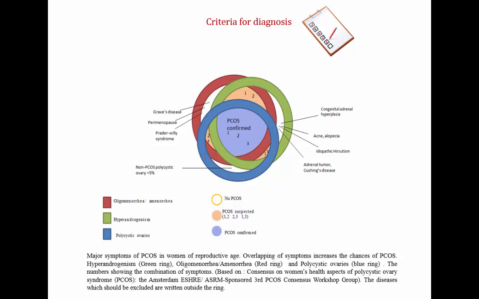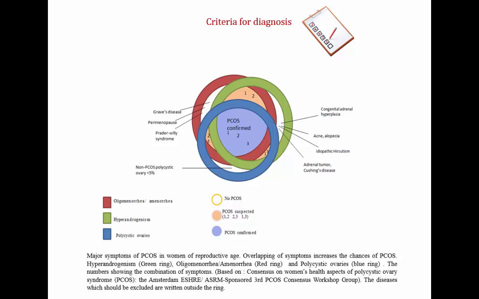Then adrenal tumor or Cushing disease also causes this hyperandrogenism. And Cushing disease is also one of the symptoms found in oligomenorrhea. And the last is polycystic ovaries. But upon examination, it is seen that sometimes there is polycystic ovary, but no other symptoms are present. So that is also not considered a case of PCOS. So when all three symptoms are present, it is known as a confirmed diagnosis of PCOS.